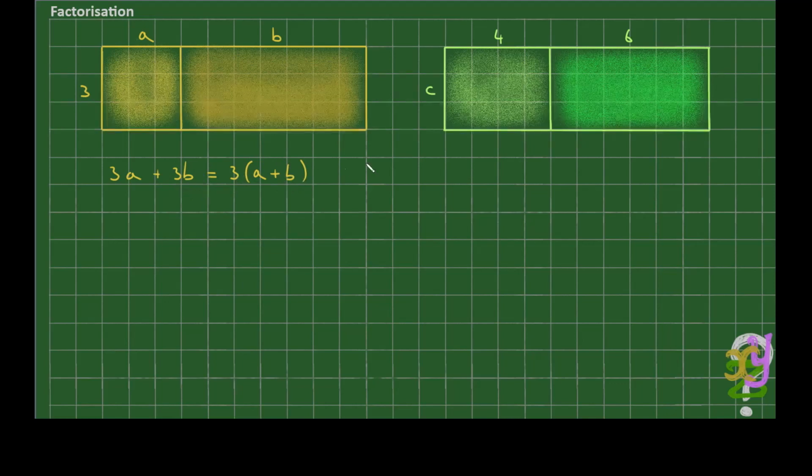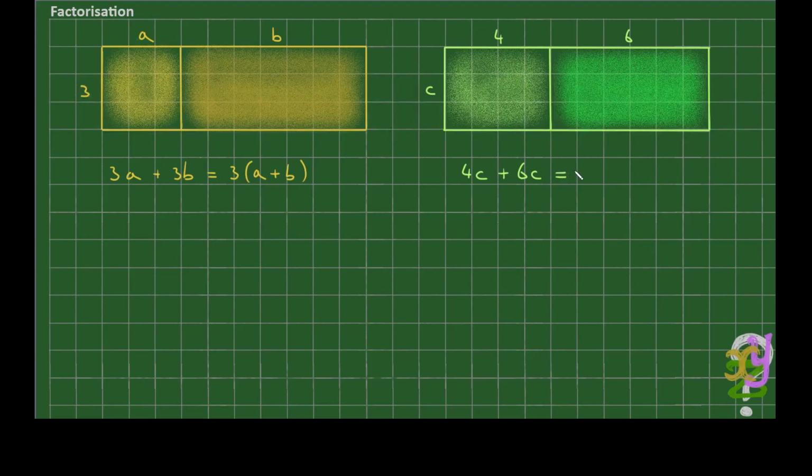How does it work for the green rectangles here on the right? Well, again, I'm going to express the two areas separately. So the smaller rectangle is 4 multiplied by c, or 4c, and the bigger rectangle is 6 multiplied by c, or 6c. Now in this case, yes, I do have like terms, and I could simply add them to give me 10c.